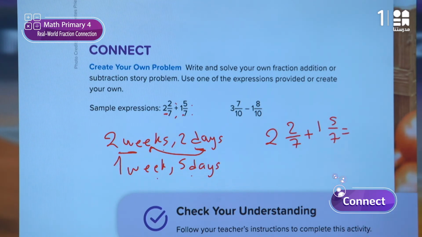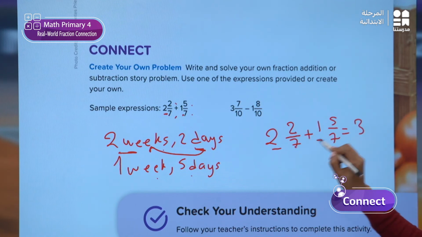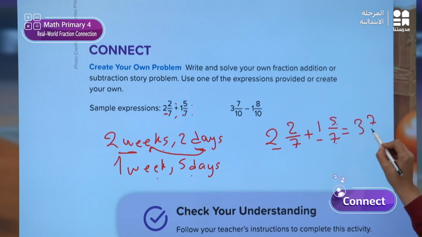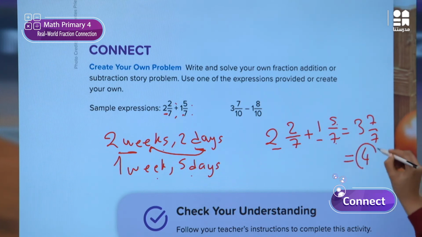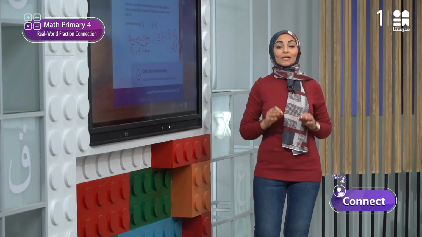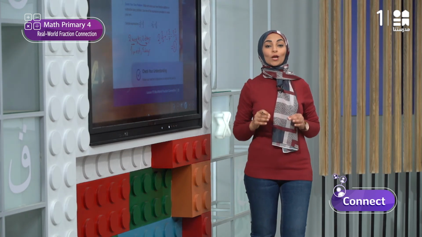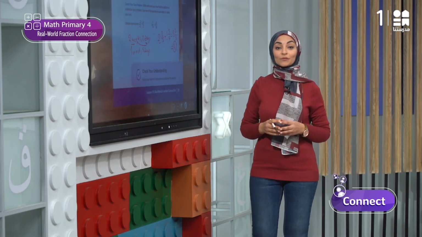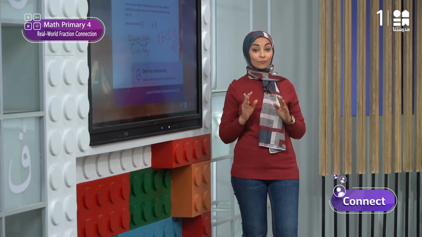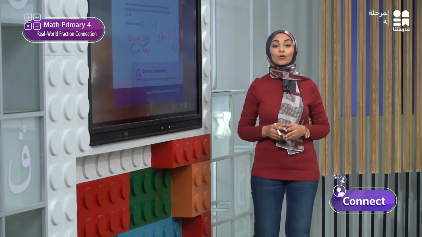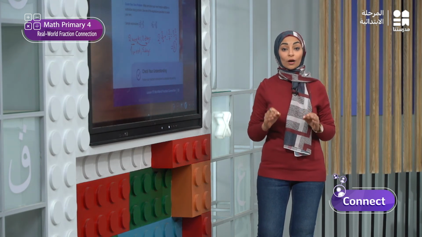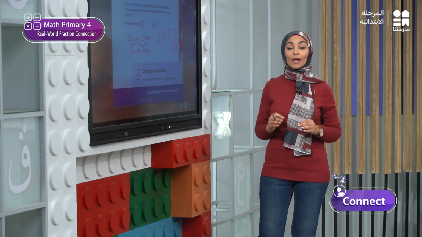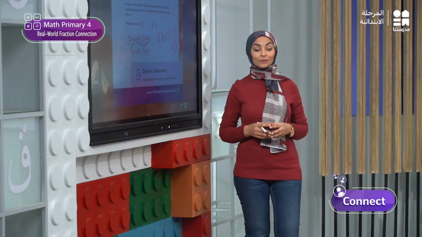So, the answer will be what? Yes, 2 plus 1 gives me 3. And 2 over 7 plus 5 over 7 gives me 7 over 7, which means that we have 4 weeks. Now each one can create problems from any situations you have been through and share them with your friends in the classroom, meaning that each one of you writes a problem and asks your friends to solve it.